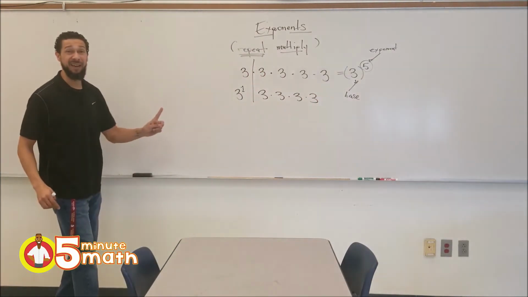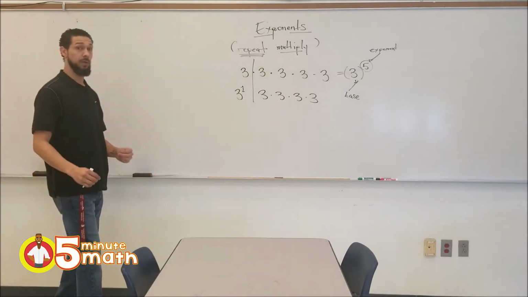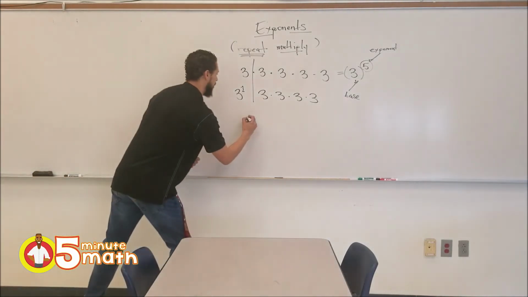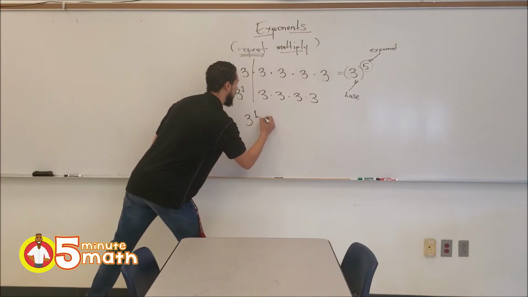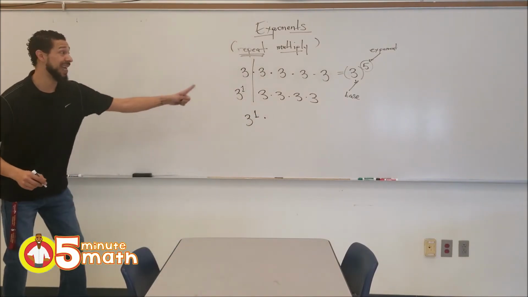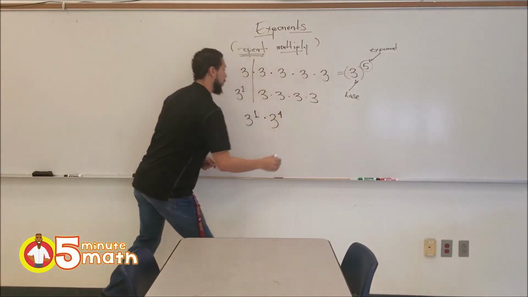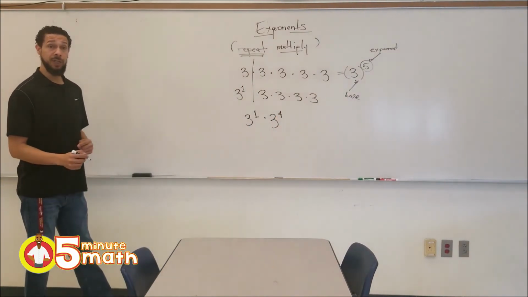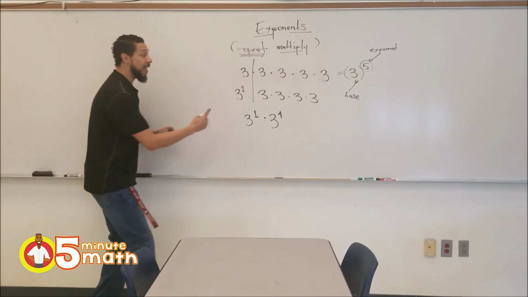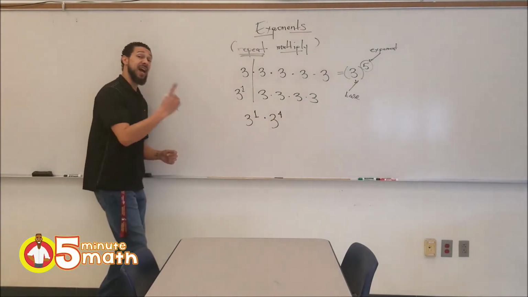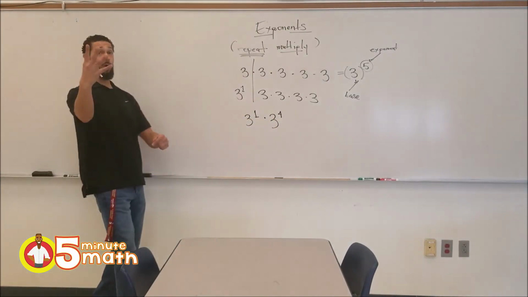Now, how many 3s do we have on the other side of that line? 4 of them. So I can actually rewrite that group of 4 3s as 3 to the 4th power. That's exactly what exponents are. That 4 means that I'm multiplying that 3 times itself 4 times.